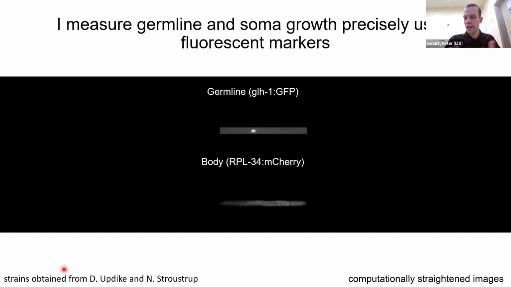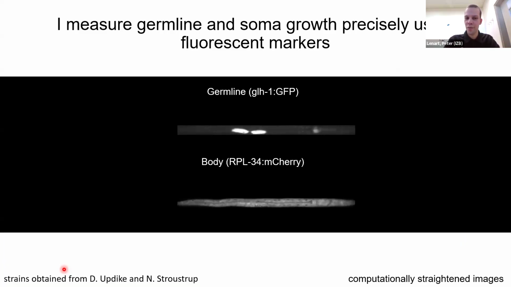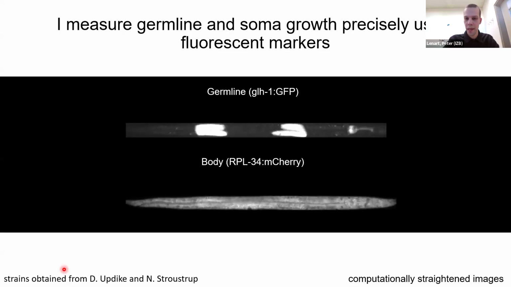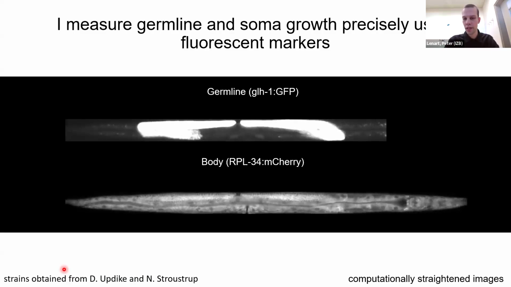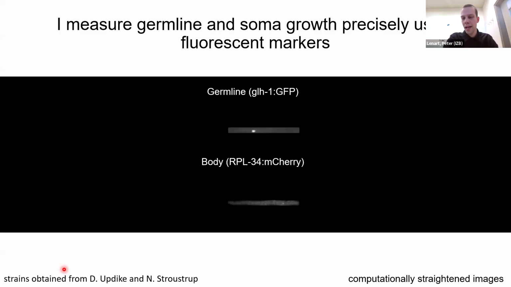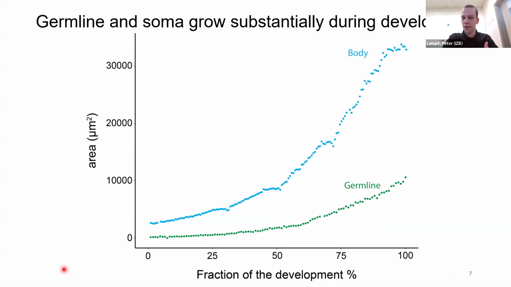And thanks to fluorescent markers, I can monitor this growth at very high precision, as I hope you can appreciate from this computationally stained image in the movies. So from each experiment I do, I can get hundreds of growth trajectories for worms. And an individual trajectory looks something like this. And here, the only thing I want you to notice is that both body and germline grow quite substantially during development.